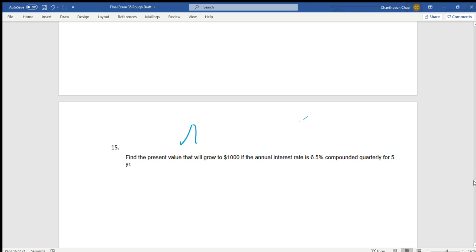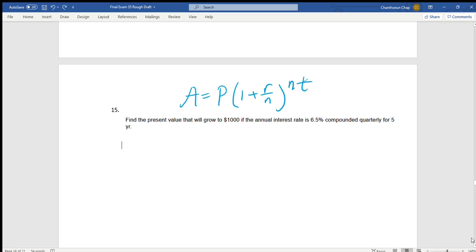In question 15, we'll be using the formula A equals P times (1 plus r over n) raised to the nt. For question 15, let's find the present value that will grow to $1,000 if the annual interest is 6.5% compounded quarterly for 5 years. I am looking for the present value. That's the P. We don't know what that is, so we'll leave it as a P. And we want to end up with $1,000. That's going to be A.